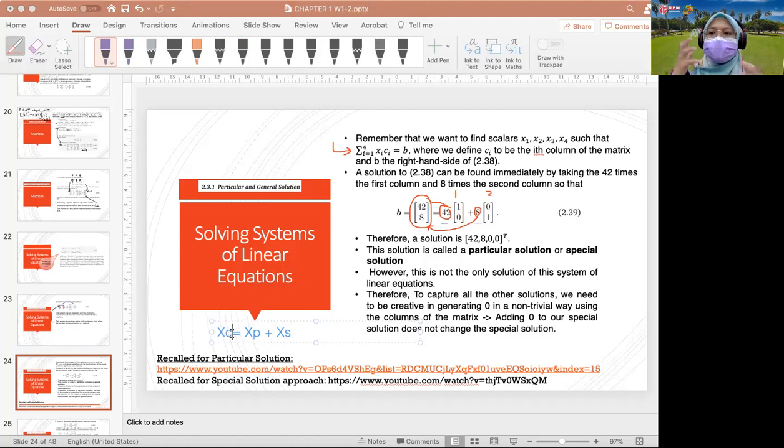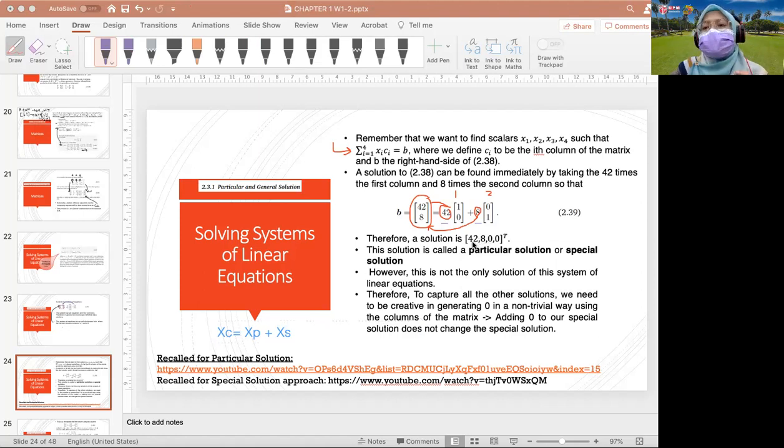Whenever the question asks you to solve the equation, you need to make sure that you get the particular solution as well as the special solution. However, this is not the only solution for this linear system of equations. Before that, as I mentioned just now, this is your solution 4 2 8 0 0.